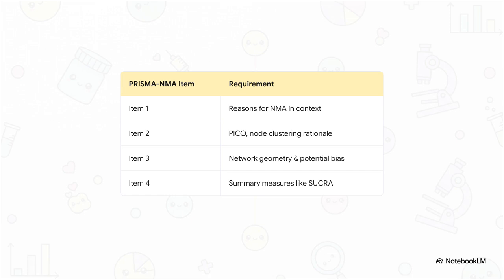Under S1, you must explicitly describe your network geometry and justify your rationale for how you clustered your nodes. Under S2, you have to detail the exact methods you use to evaluate both global and local inconsistency. When reporting results, you must report your SUCRA rankings right alongside your absolute summary measures, never in isolation. If you ran a Bayesian analysis, you are required to mathematically justify the prior distributions you selected, and of course, you must unambiguously report all funding and conflicts of interest. This transparency is the only way we maintain clinical trust.